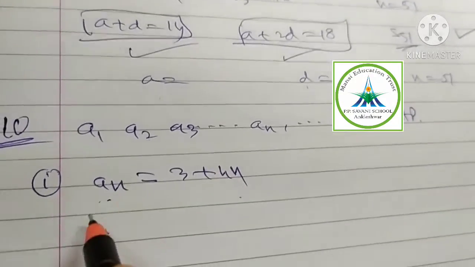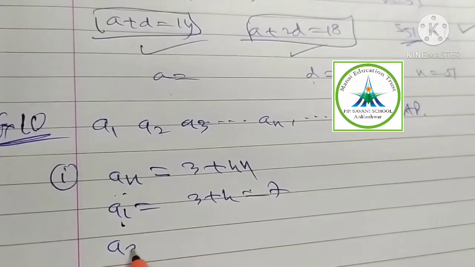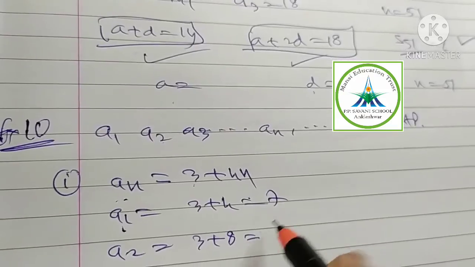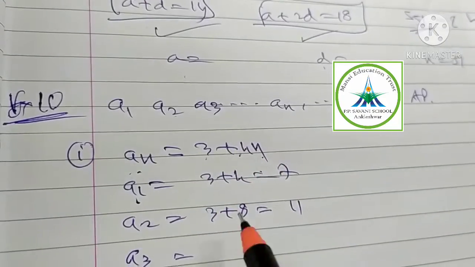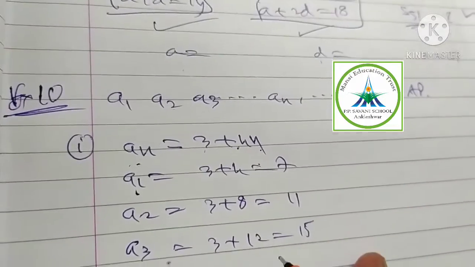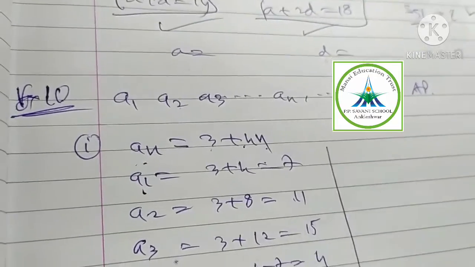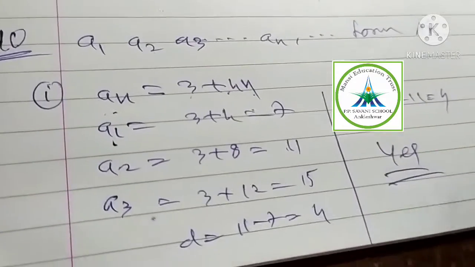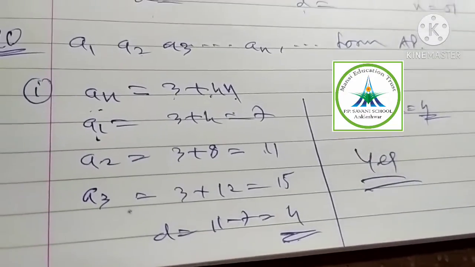Now we will find a1. Chalo, a1 is 3 plus 4, 7. a2, put the value of n equal to 2, 3 plus 8, 11. a3, 3 4s are 12, plus 3, 15. Now check what d is. 11 minus 7 is 4. Again d, 15 minus 11 is 4. So we will say yes, it forms an AP. Got it? See here, we found d is equal, then we say it is forming an AP.